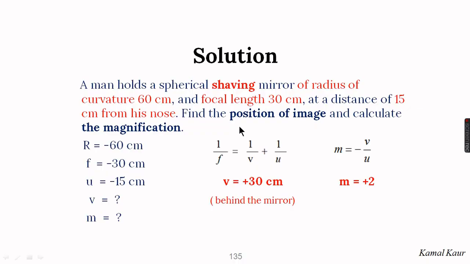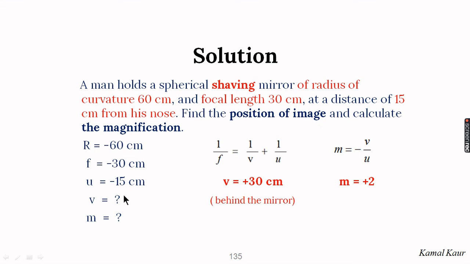So our keywords are: it is a spherical shaving mirror, which is a concave mirror. Radius of curvature is 60 and focal length is 30. Because it is a concave mirror, both these things will be negative. It is placed at a distance of 15 cm from his nose. We know that a shaving mirror is used to see our face, which is the object. It means nose here is the object. So u is minus 15 cm.